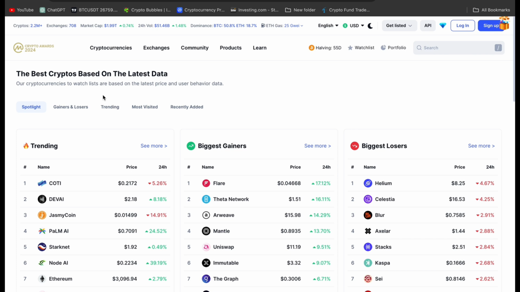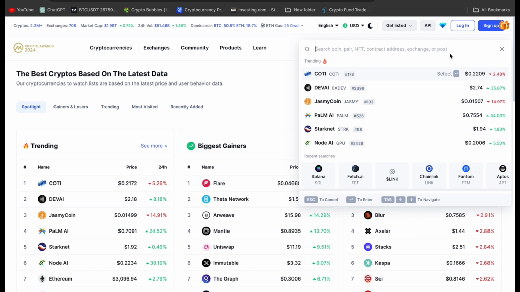So now we are going to make it simple by finding a coin and trading. I'll just click here. If I click on the search box at the top right-hand side, you can see these are the coins that people are currently trading right now. We have coins like Starknet, Palm AI. Let's say we want to trade this particular coin, the Kuti coin, because right now it's trending and it's down 5.2%.